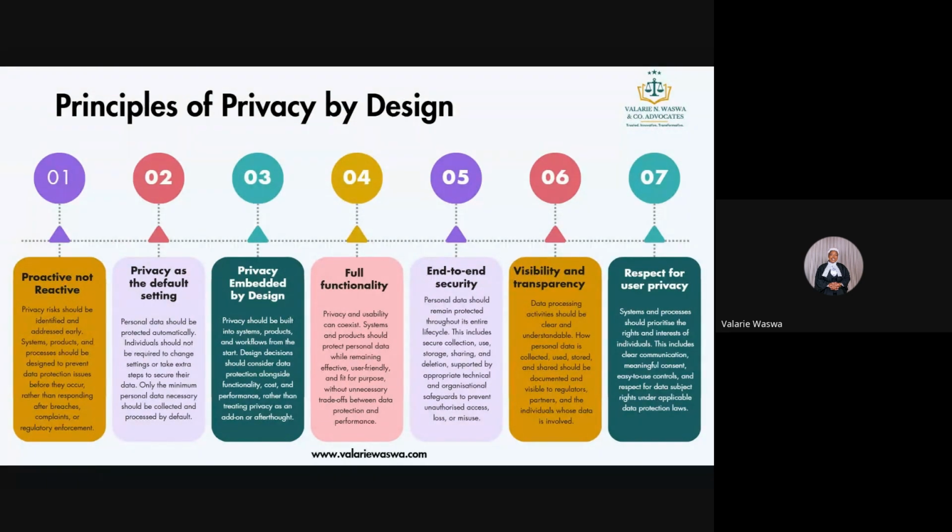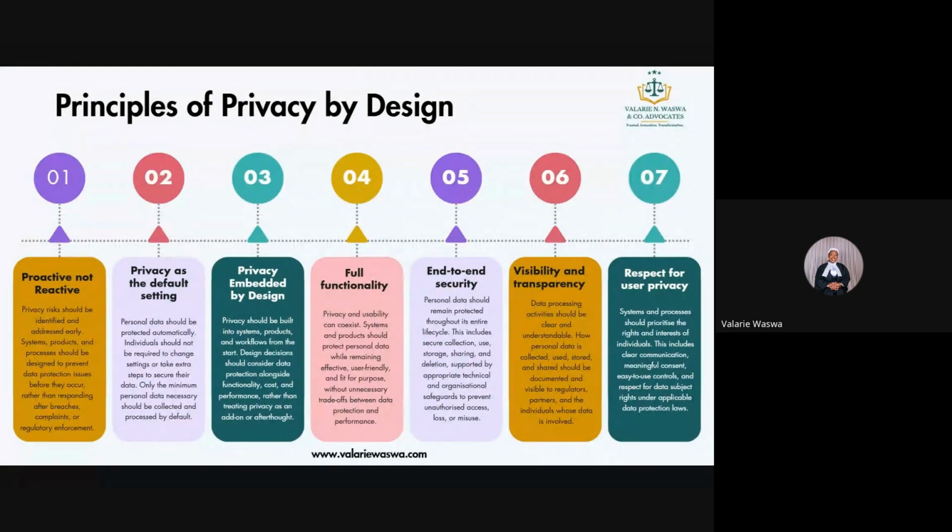And so personal data should remain protected throughout the entire life cycle. So what are the cybersecurity protocols that you have put in place to ensure that this personal data is protected? This could be secure collection, it could be in terms of storage, it could be in terms of how you share this data, whether internally or with third parties. It could be even deletion if you no longer need saved data. How do you delete this? And also, what are the technical safeguards and the organizational safeguards that an entity puts in place to prevent unauthorized access, to prevent loss, and to prevent misuse.